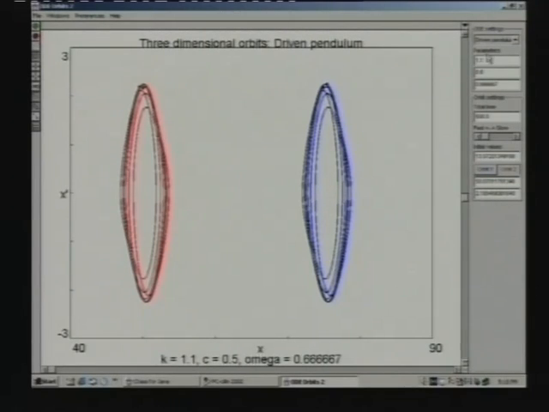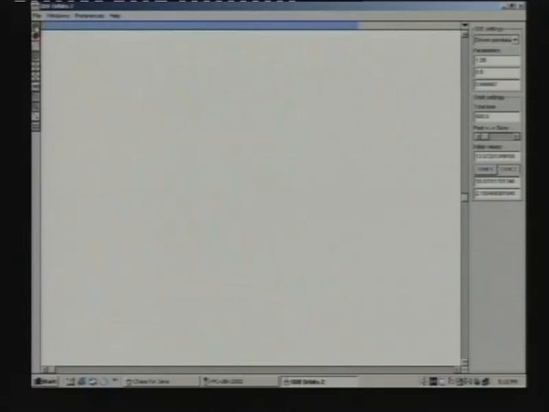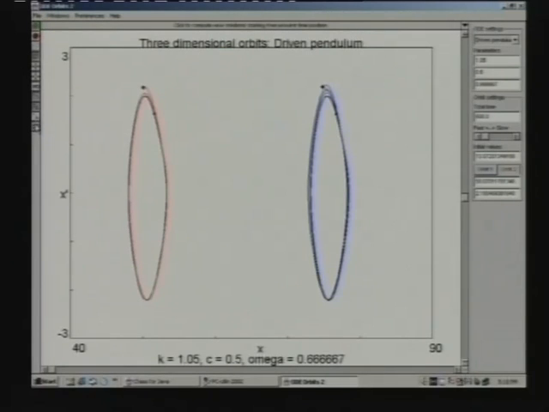So, in between 1.0 and 1.1 something more happened. So, we need to increase in even more smaller steps. I am illustrating this because on various systems you will have to do this procedure. So, at this stage it is still a nice periodic orbit.